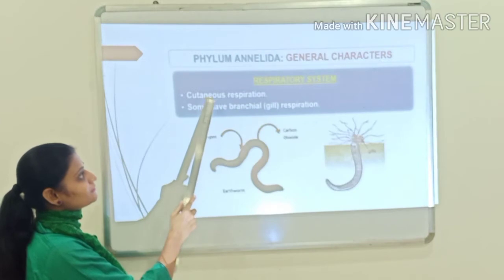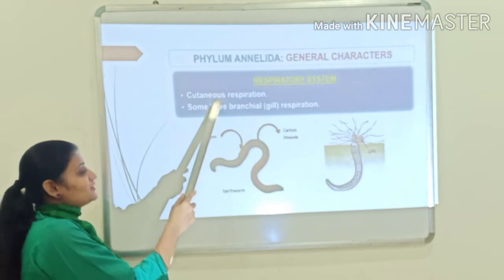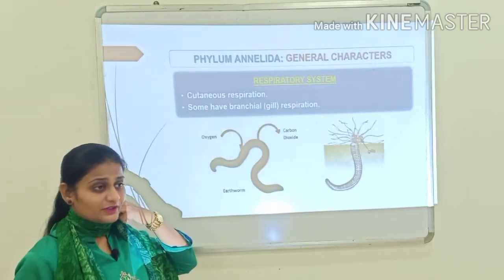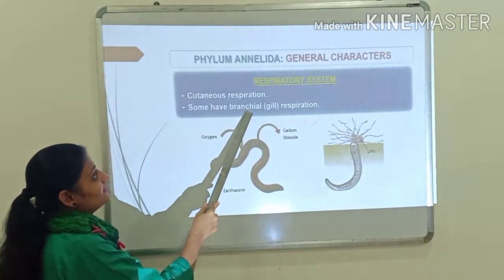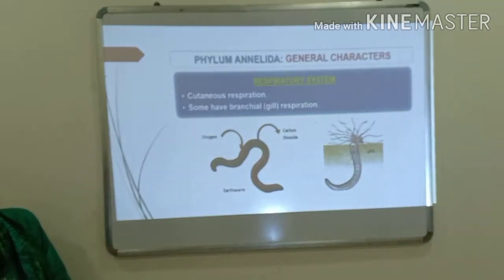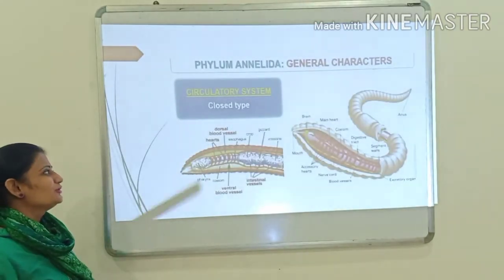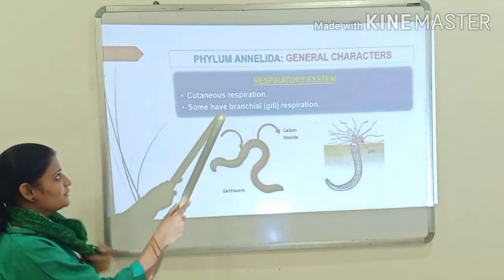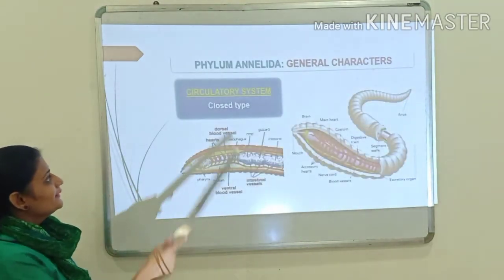Respiratory system is present. Cutaneous respiration takes place. Cutaneous respiration means there will be exchange of gases through the skin. Some of them have branchial respiration, that is they respire through gills. They respire through the skin or they respire through the gills, right? When they respire through the skin, it is called cutaneous respiration, and when they respire through the gills, it is called branchial respiration. Then circulatory system is closed type.